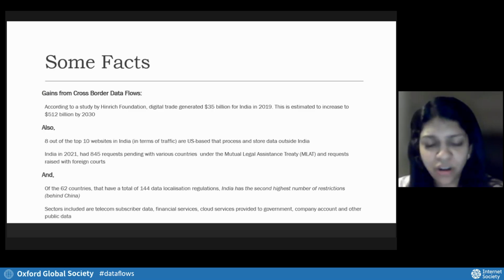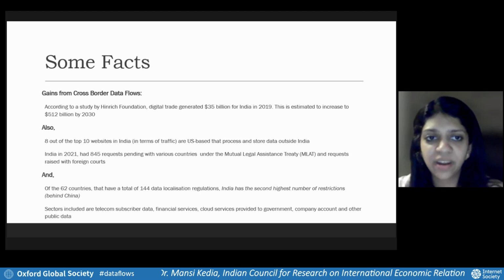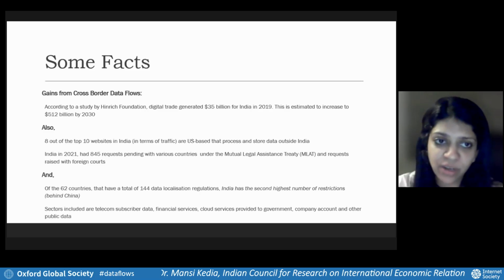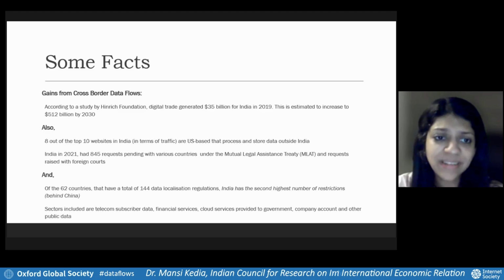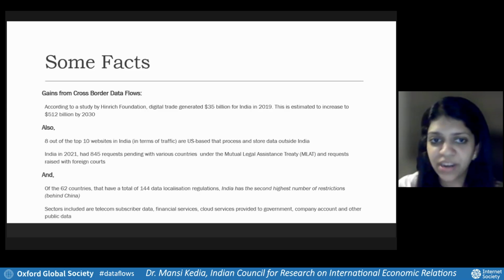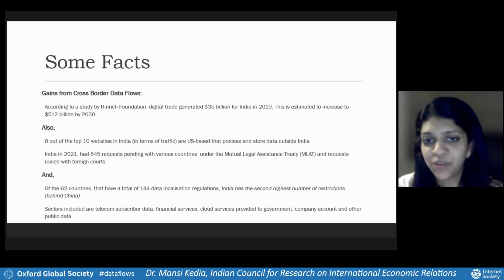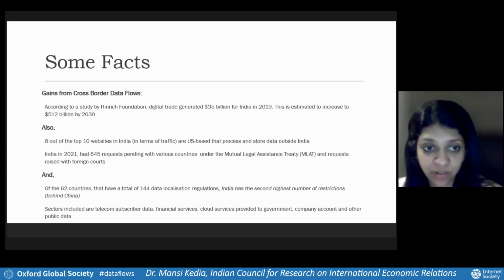Very quickly, just to set context, what does data flow really mean for India? Of the many studies, I highlight one where the Hinrich Foundation estimated that digital trade, including cross-border data flows and several other components of digital trade, contributed $35 billion in 2019 and will become $512 billion by 2030. This is accompanied by data showing that internet traffic in India is largely driven by firms based in the United States, and that most of the data generated by internet use in India is actually stored outside India.